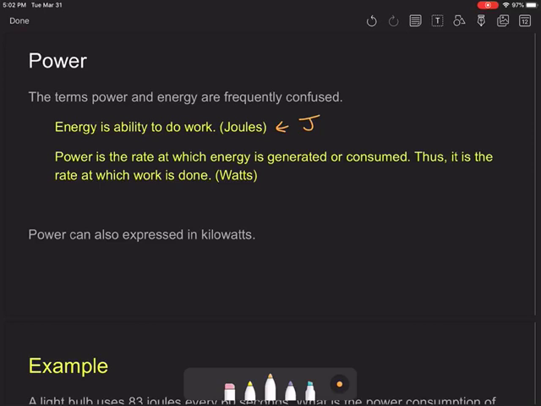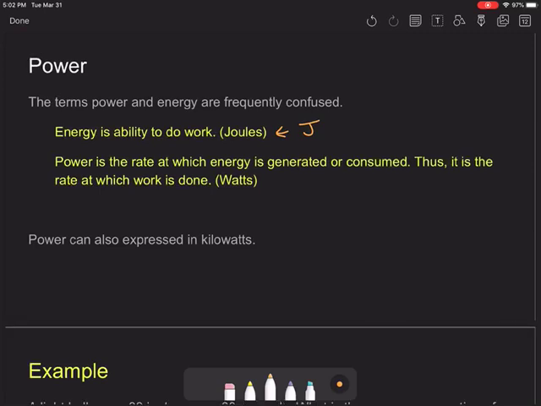Power is the rate at which that energy is used, or the rate at which the work that energy is able to do is done. So how fast the energy is consumed over a period of time. That's why we get our formula. First of all, it's measured in watts, which is a capital W. Power is the amount of energy that's consumed over some period of time.